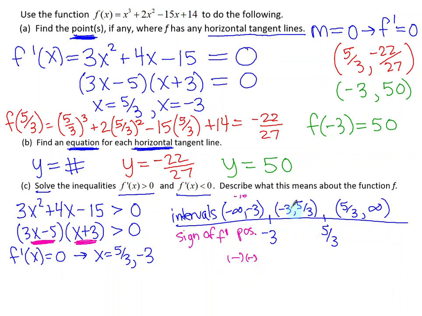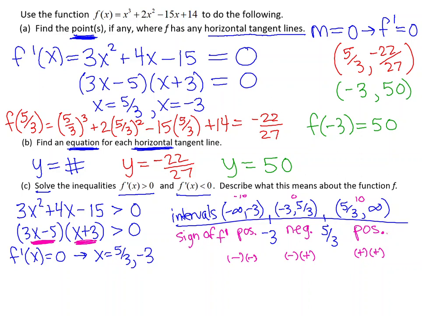On the next interval, what's a number between negative 3 and 5/3 that I can think of? 0. And if I plug in 0, I get a negative for the first factor and a positive for the second factor. So I'm getting a negative times a positive. That makes a negative. On the third interval, something between 5/3 and infinity, like positive 10, plugged in here would make a positive, and plugged in here would make a positive. And that is a positive times a positive, which makes a positive number.